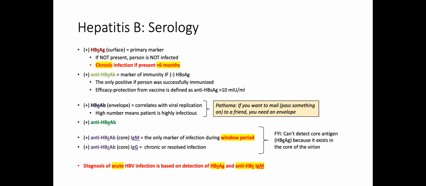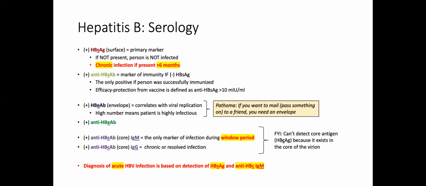It shows that there's effective protection if it's greater than 10. Really, if yours is at like 15, you still probably aren't really protected. You need to get it above 100. That would be awesome. But anyways, back to it. If they have immunity from getting hepatitis B, then that will also be positive, so it's not only for vaccines.